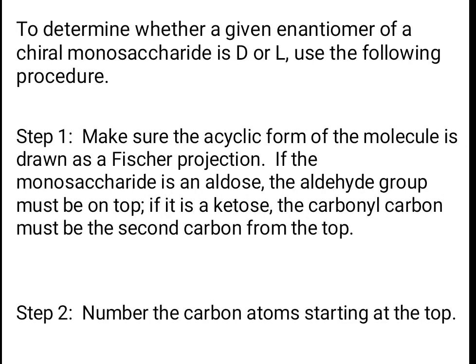To determine whether a given enantiomer of a chiral monosaccharide is D or L, use the following procedure. Step 1. Make sure the acyclic form of the molecule is drawn as a Fischer projection. If the monosaccharide is an aldose, the aldehyde group must be on top. If it is a ketose, the carbonyl carbon must be the second carbon from the top. Step 2. Number the carbon atoms starting at the top.